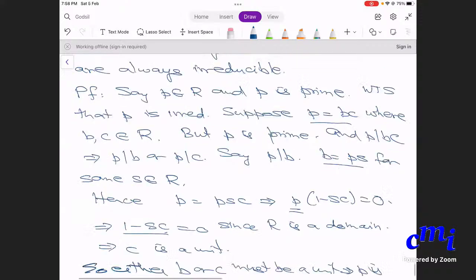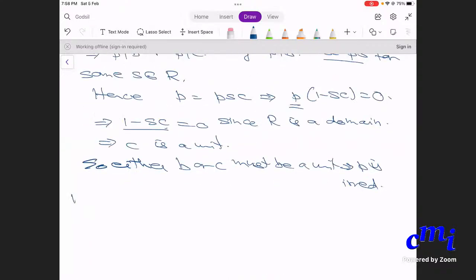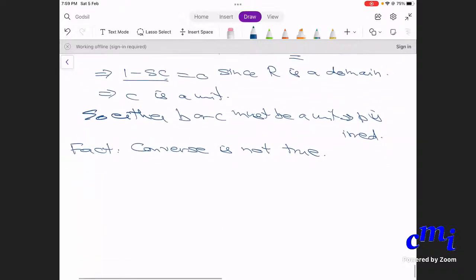Now the converse is not true. Okay, so this is a fact. That is, there are integral domains and there are irreducible elements in those integral domains which are not prime. So I want to give you an example. It might look like a contrived example, but this happens quite often. So here's an example. Let R be Z adjoin square root of minus 5.